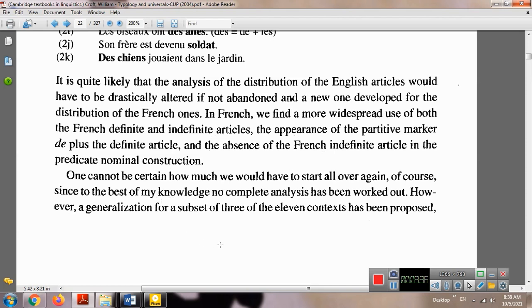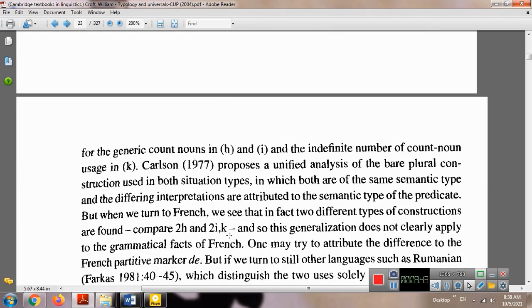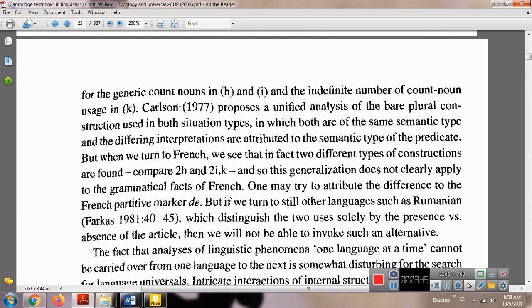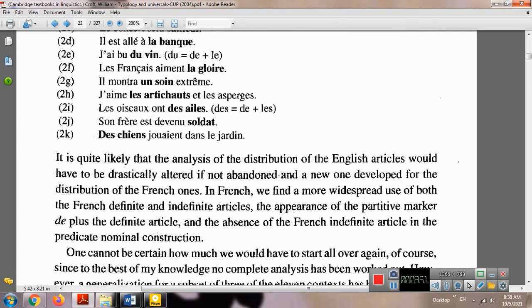However, a generalization for a subset of 3 of the 11 contexts has been proposed. For the generic count nouns in H and I.